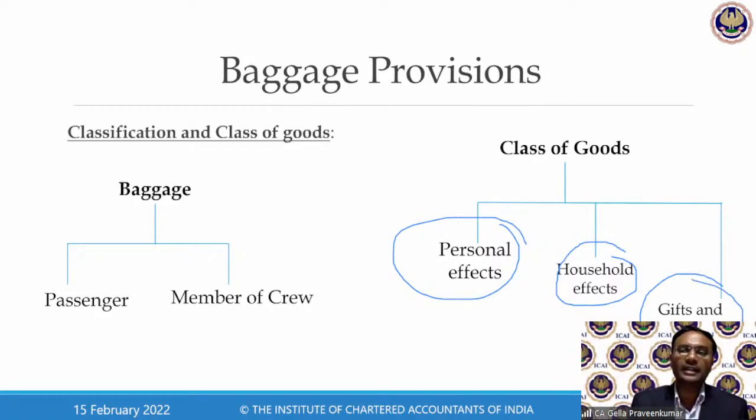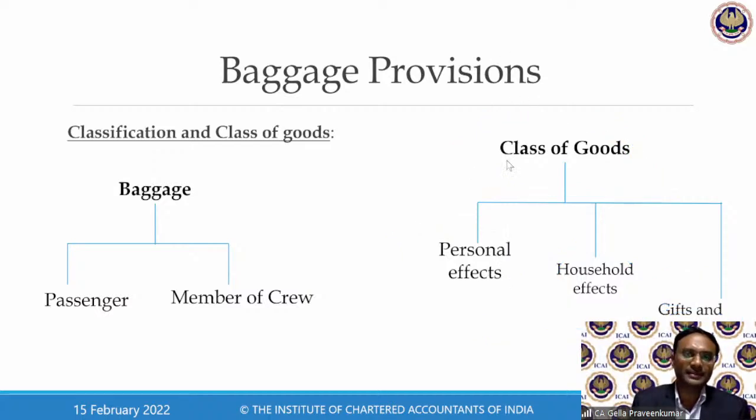Third class is gifts and souvenirs. Gifts are what we buy for family members or relatives. Souvenirs are generally in relation to tourist purposes, in memory of the places where we visited, we may carry some items called souvenirs. So these are the 3 sets of goods I have under my baggage provisions.